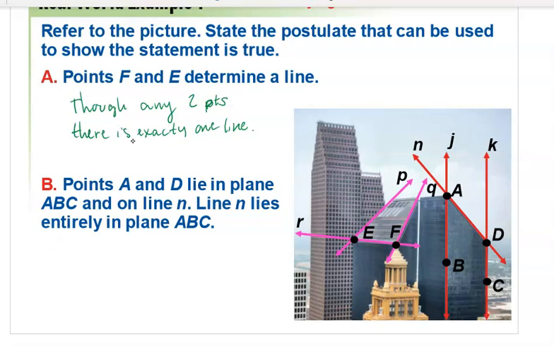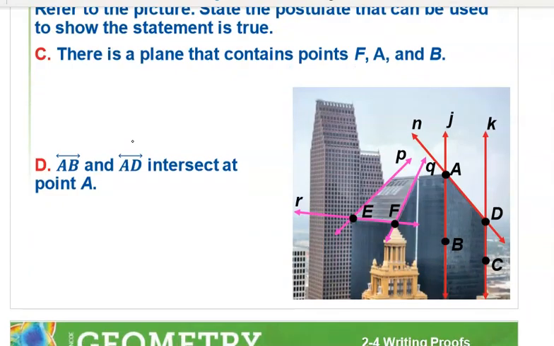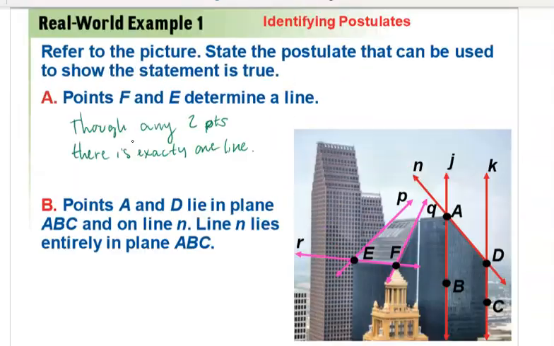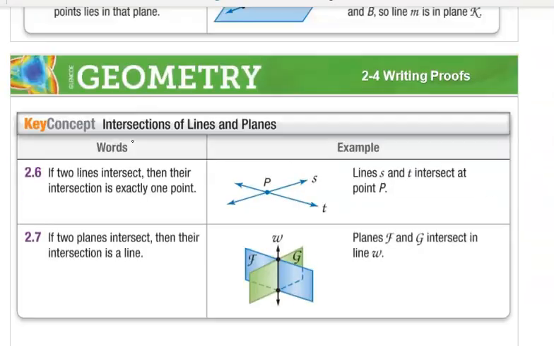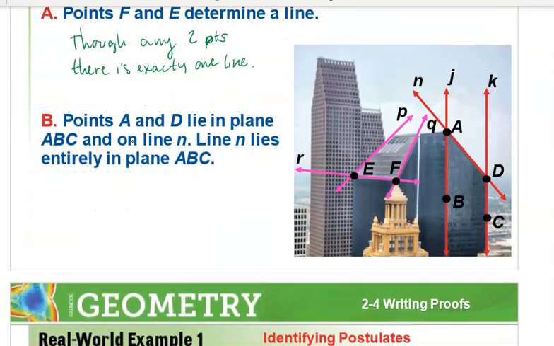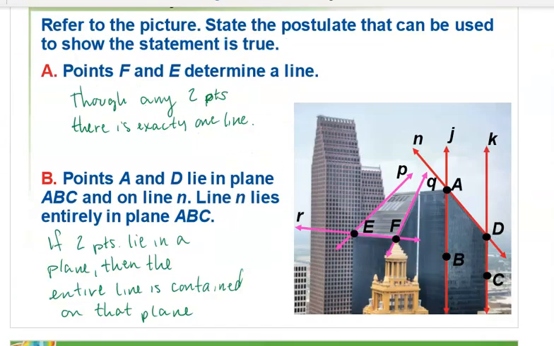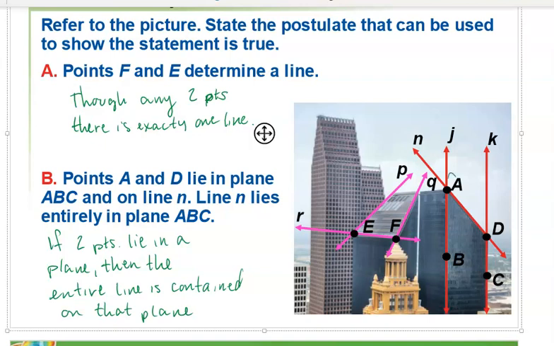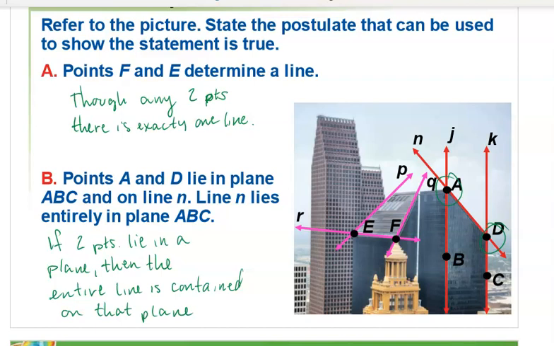Okay, so you guys try to do this one, and this one. You're going to use the lists that are up here. So all of these. Pause the video and try it. So for B, if 2 points lie in a plane, then the entire line is contained on that plane. So here's points A and D. And A and D lie in plane ABC, and on line N. So line N lies entirely in plane ABC.